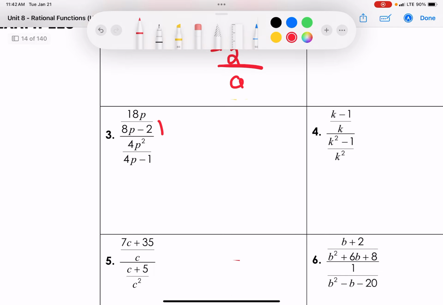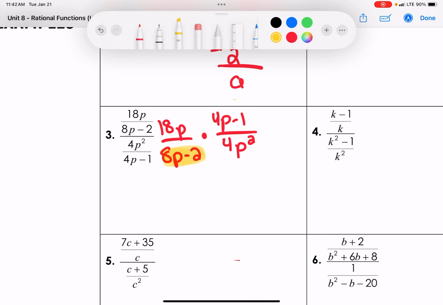Let's look at this one. I got 18p over 8p minus 2 times, and now I'm multiplying times the reciprocal, 4p minus 1 over 4p squared. All right, so I notice I can factor though. So I'm gonna factor this out right here. So what can I take out of that? I'm gonna take a 2 out. So if I take out the 2, I'm left with 4p minus 1. Right. So now I'm gonna erase this, and I'm gonna make it 2 times 4p minus 1.